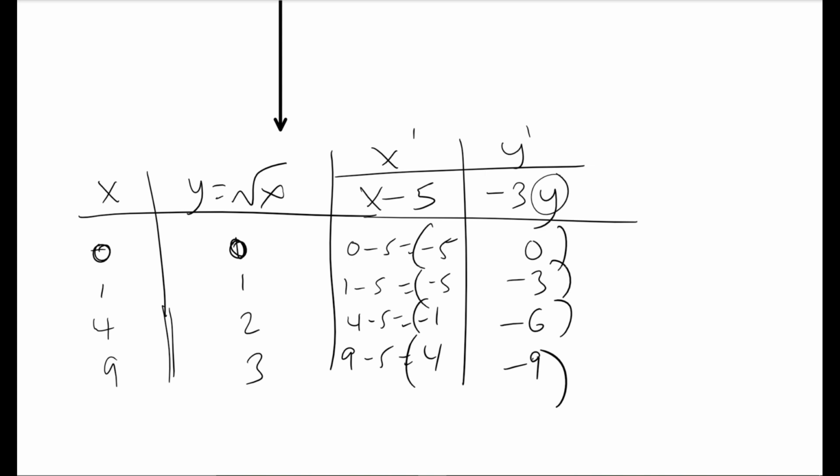Oopsie, this should be a -4. 1 minus 5 is not -5. 1 minus 5 is -4. So go ahead and make that adjustment there, -4 instead of -5.